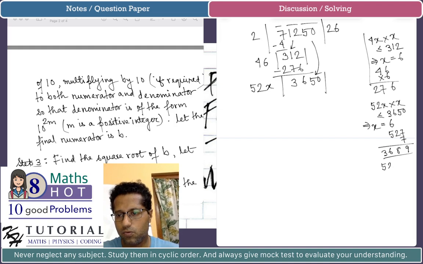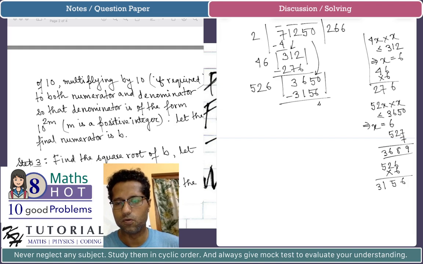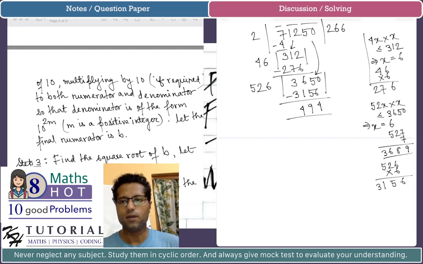So now what is 526 multiplied by 6? It is 3156. So x will be 6. We are rubbing x and putting 6 there. 6 will also get appended to the quotient, and 526 multiplied by 6 is 3156. We find the remainder, which will be 494.